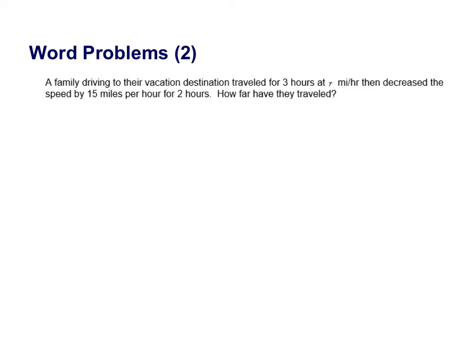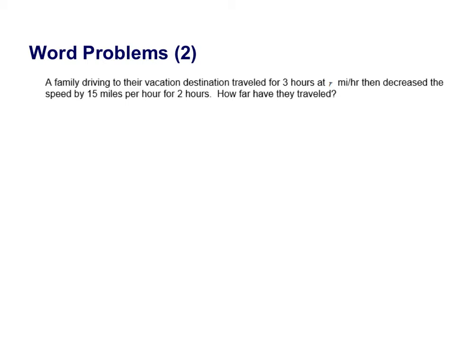Alright, so two word problems in this video, and then that will be it for this lesson. A family driving to their vacation destination traveled for 3 hours at r miles per hour, then decreased the speed by 15 miles per hour for 2 hours. How far have they traveled?